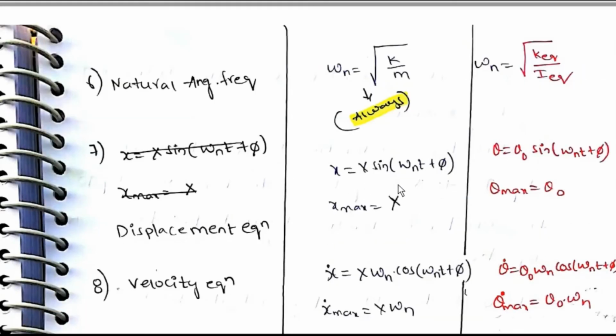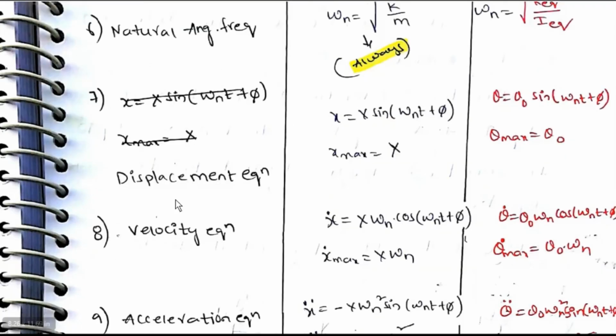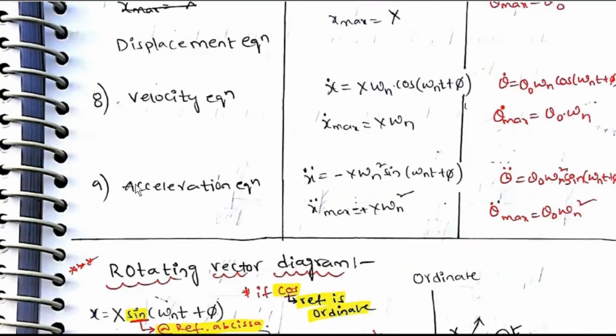X is equal to capital X sin of omega n t plus phi. Theta is equal to theta naught sin of omega n t plus phi. X max is equal to capital X. Theta max is equal to theta naught. Displacement equation done. Velocity equation: x dot is equal to X omega n cos of omega n t plus phi. X dot max is equal to X omega n. Theta dot is equal to theta naught omega n cos of omega n t plus phi. Theta dot max is equal to theta naught omega n.